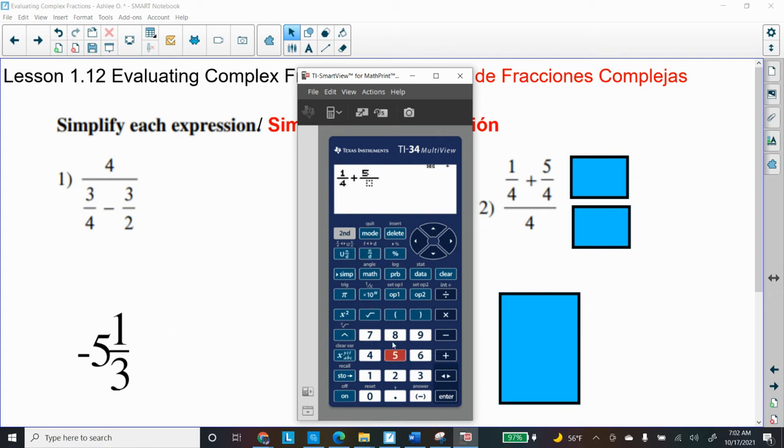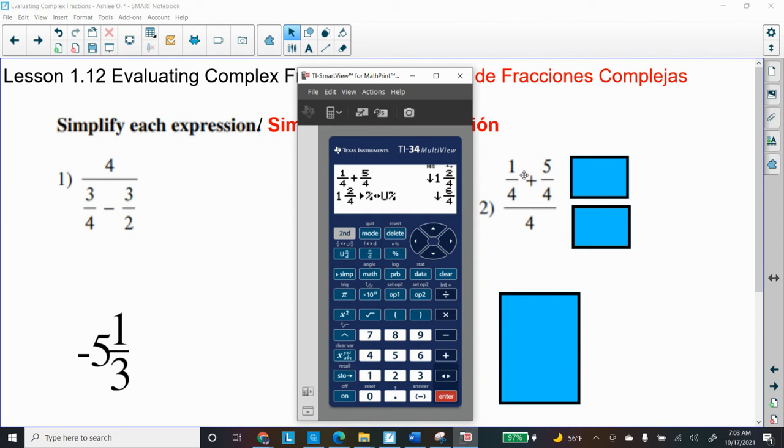Now, I'm sure you know how to add that, because when the denominators are the same, you just add the numerators, but I'm just going to use my calculator because I don't have to do that. So my answer is 1 2/4. So let's see if I can convert that answer into a mixed number. There we go. I get 6/4, which is what I said.